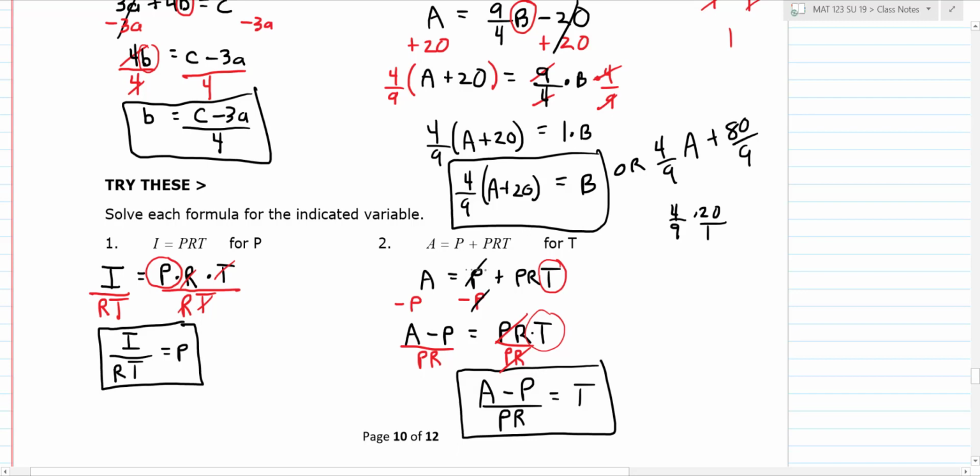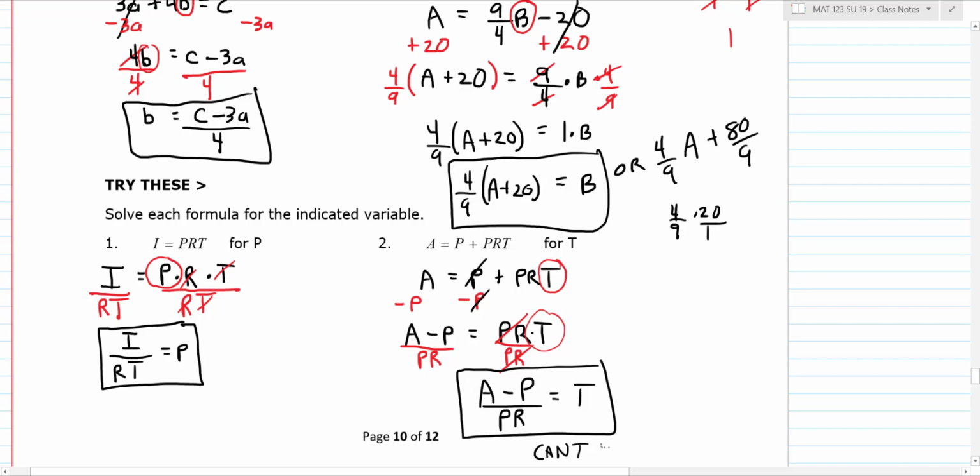Okay, the next one, I circled the T. You got 2 things you got to get rid of. You got to get rid of a P that's being added. Then you got to get rid of a PR that's being multiplied. Again, treat the things that are multiplied just as one big thing. And so I subtract P. So I'd get A minus P is PRT, then divide by PR. Then I'm done. Now you cannot cross out those P's.